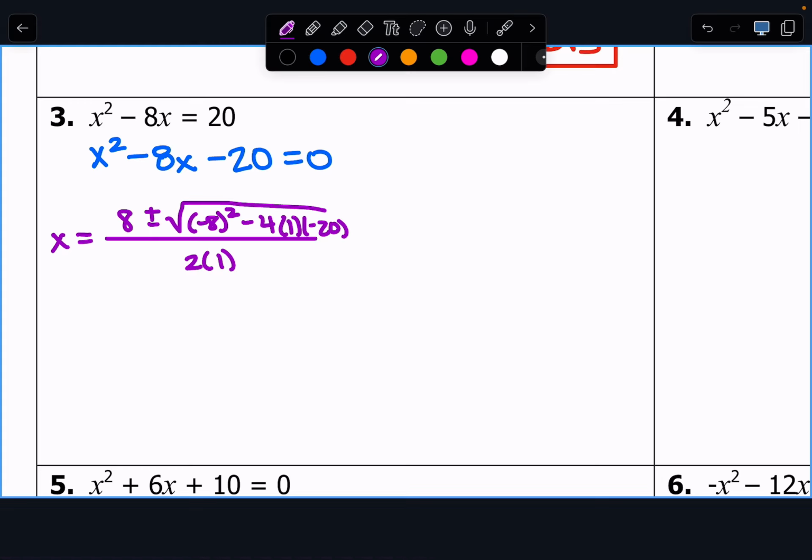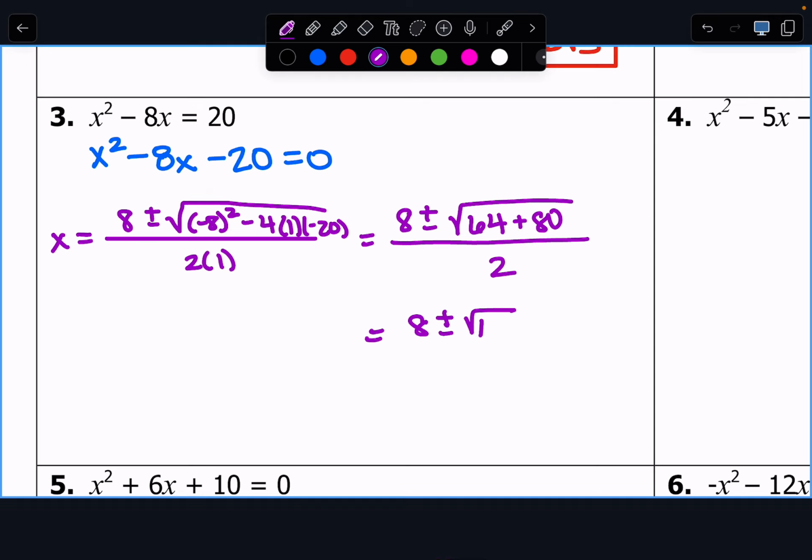All right. Do you have 8 plus or minus 64 plus 80, all over 2? So you end up with 8 plus or minus the square root of 144 over 2? Hold on. 144. That's a perfect square. Right. So since it's 12 squared, it can be reduced to 12. Okay?